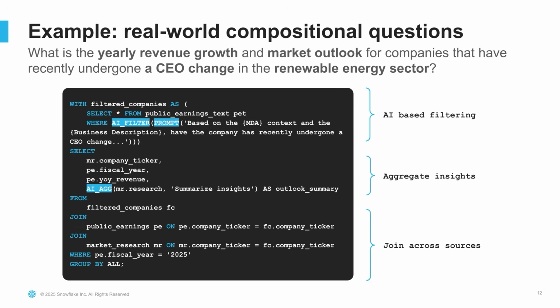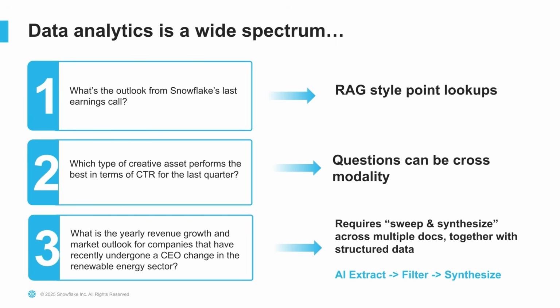First, we could use AI filter to filter by the companies that have gone through a CEO change, or even filter by whether they are from the renewable energy sector or not. Very cool. Just a simple prompt in English can do that for you. Once we have that, for the outlook summary, we could simply use AI aggregate to summarize the insights of the specific company. And then eventually we could join these across sources to answer that yearly revenue growth question.